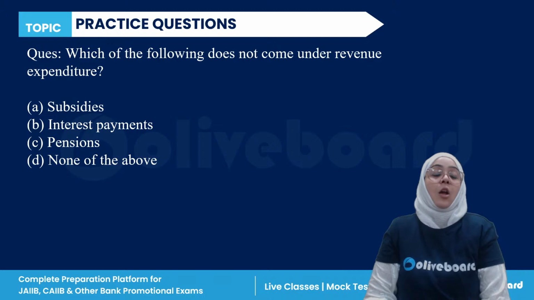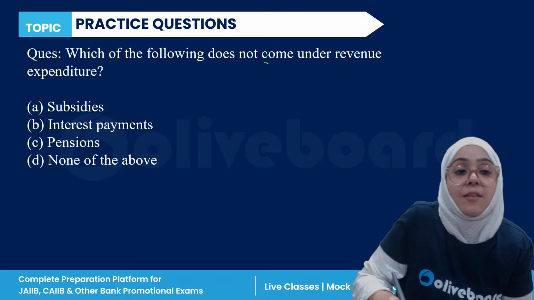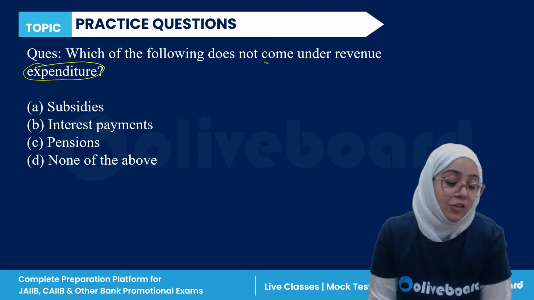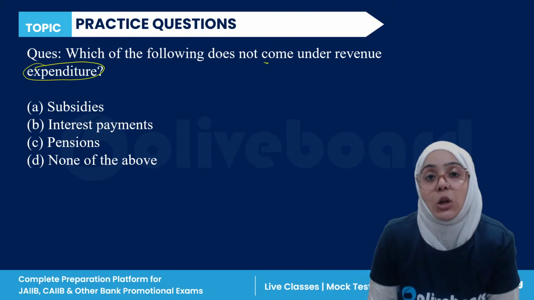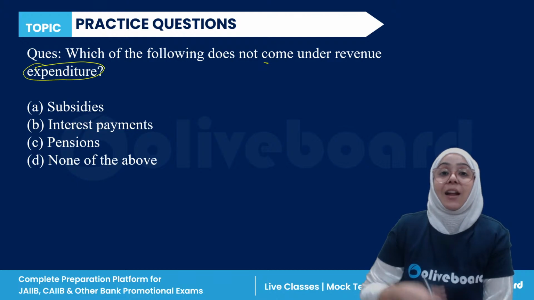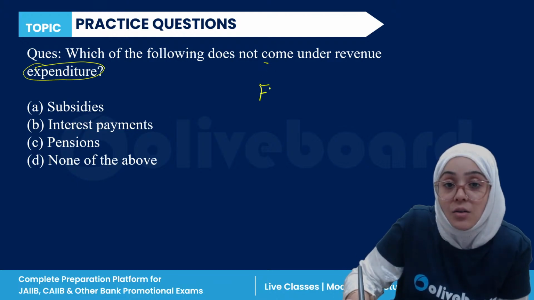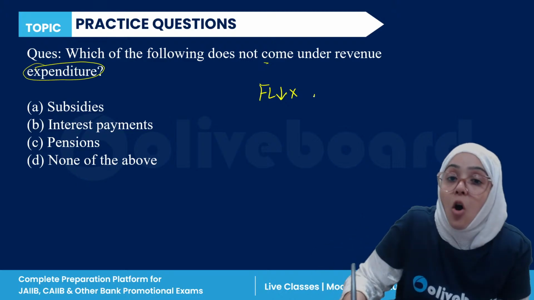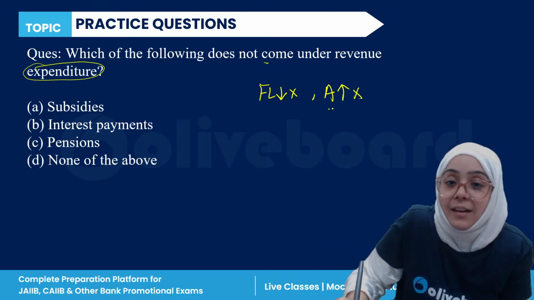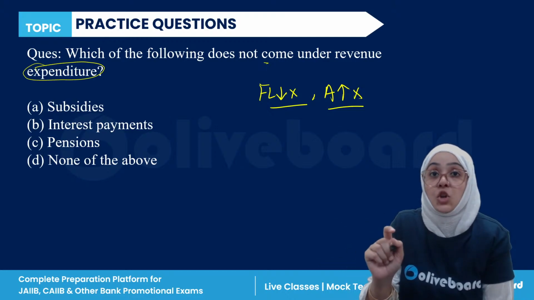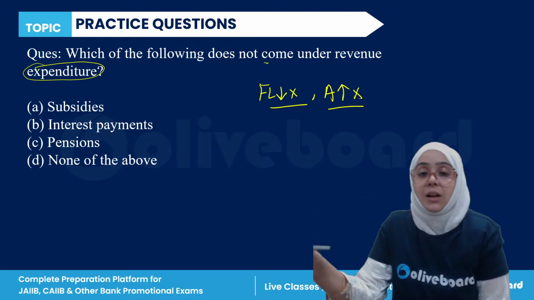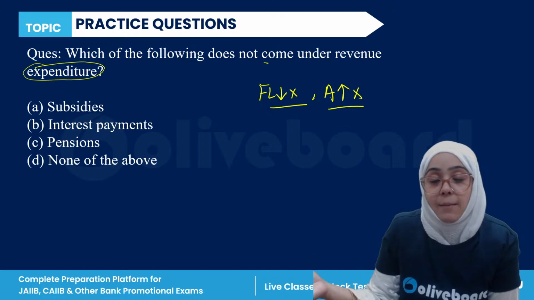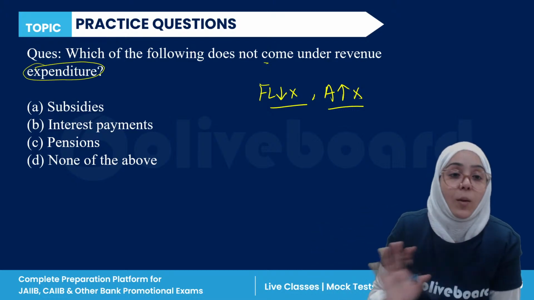And the last question is, which of the following does not come under the revenue expenditure? First of all, what is the definition of revenue expenditure? Revenue expenditures are those expenditures which neither reduce the financial liability of the government nor increase any asset. Means any expenditure in which there is no asset gain for the government, neither is there a decrease in any financial liability, then it is called revenue expenditure.